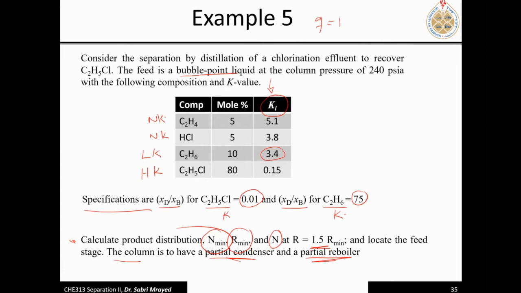Okay, now, first of all, N minimum. What is N minimum, guys? Minimum number of stages. How do we determine N minimum? Using what? Fenske. The Fenske equation. So basically, very straightforward, I guess. The first requirement is very straightforward.